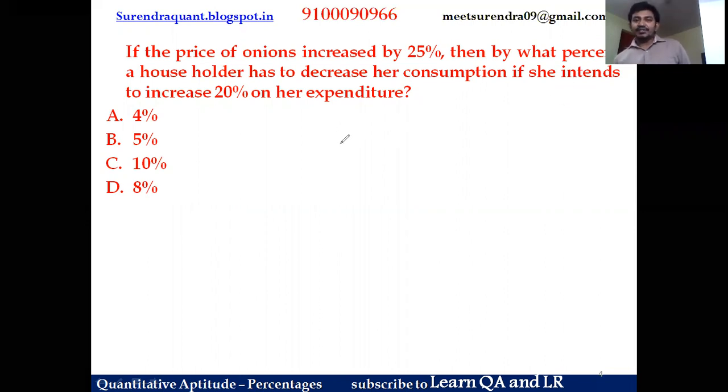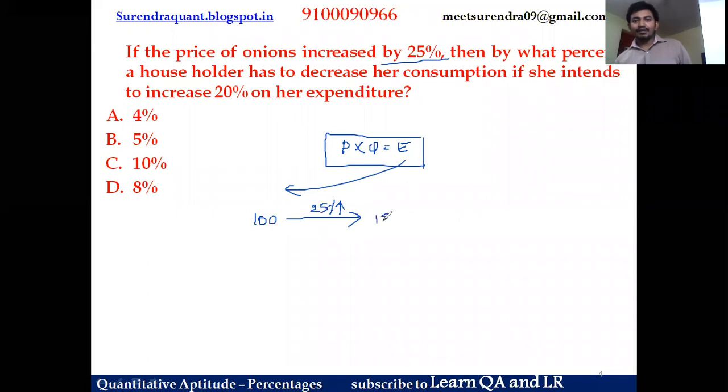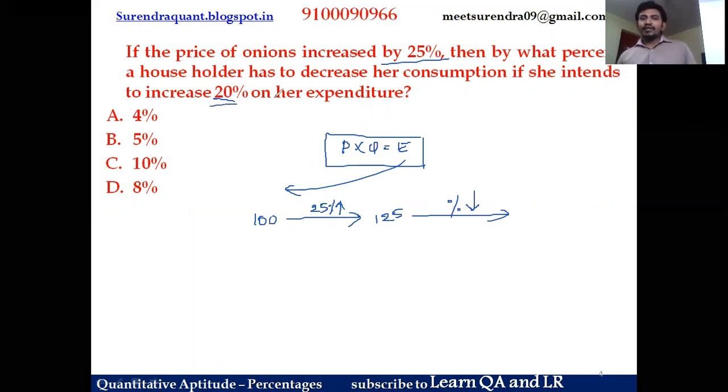Friends, we know this basic relation. What is that? Price into quantity equal to expenditure. So say 100% expenditure is there, but price increases by 25%. So if the price increases by 25%, the expenditure is 125. Now, by what percentage do they have to decrease the consumption, if they can spend 20% extra on the expenditure? Initial expenditure is 100. Now they can spend 20% extra. What is 20% of 100? 20. 20 extra means now they can spend 120.